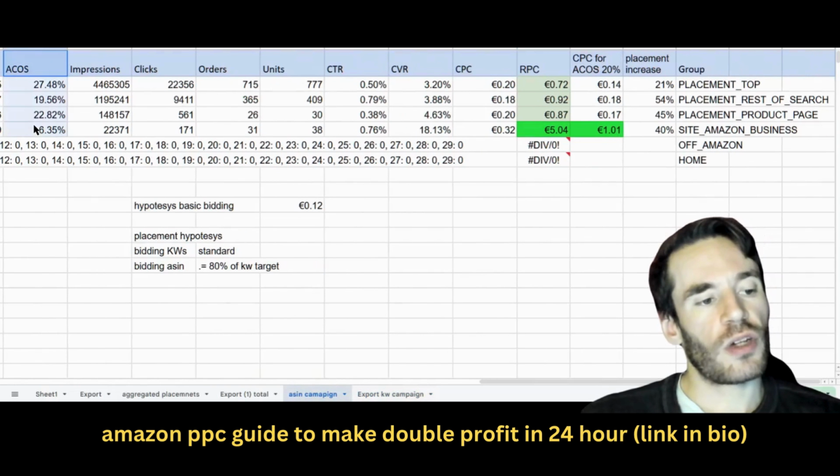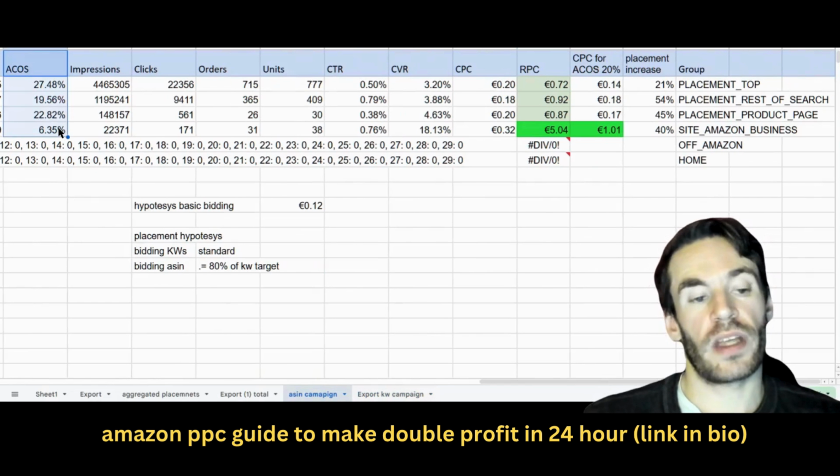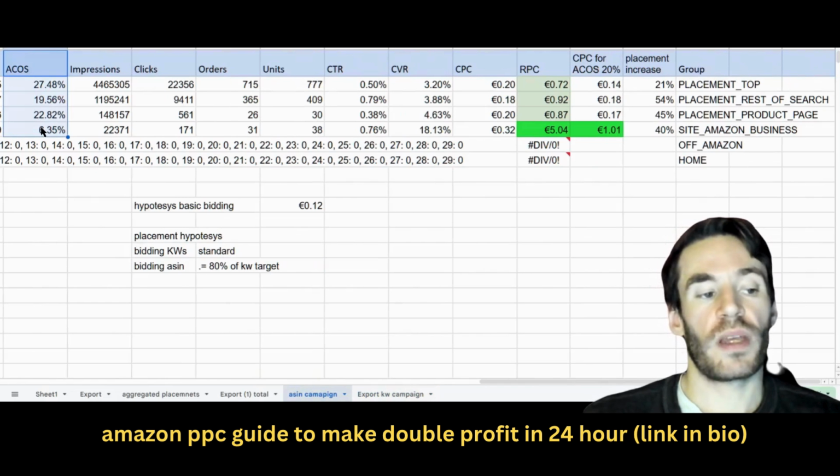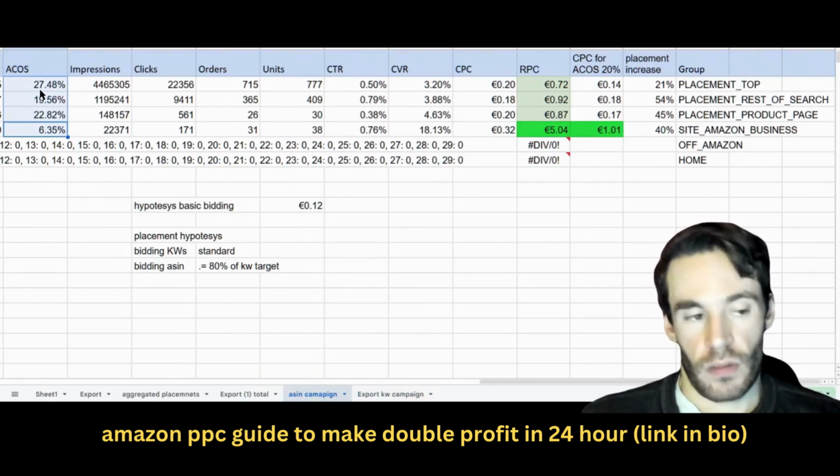Okay, then we look at other metrics. We don't care about the ACOS because this is the current ACOS, but we need to estimate based on the ideal ACOS. The ideal ACOS maybe here would be 20%. On average, maybe we need 20%.